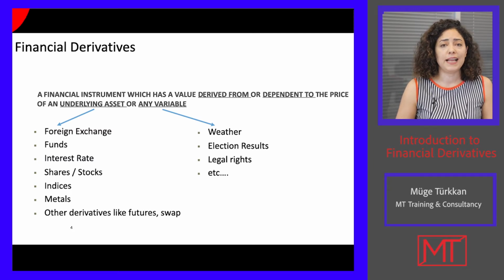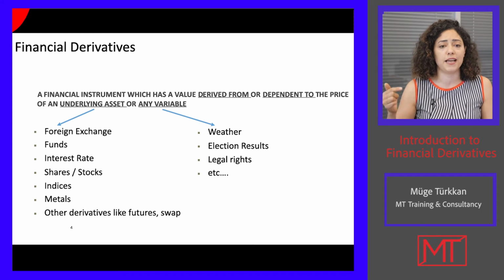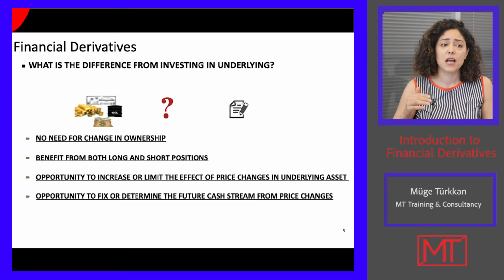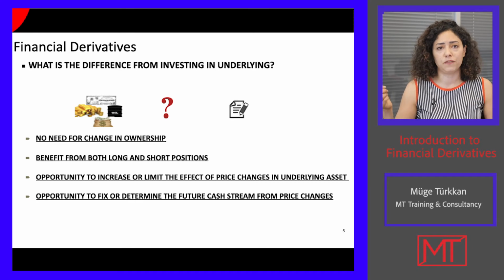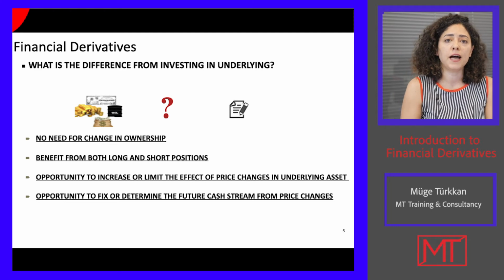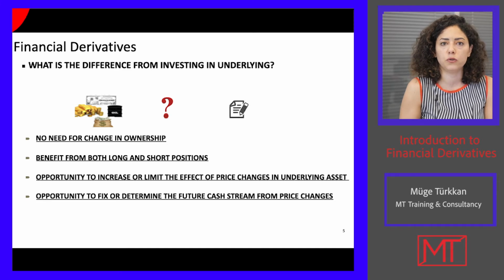So once the underlying asset is a financial instrument, instead of directly investing in that underlying asset, why do we prefer to invest in a derivative product having that underlying asset as only a part of the product? Why don't we directly invest in the underlying asset? The reason is that while investing in derivatives, there's no need to buy that underlying asset. So there's no need for change in ownership. Assume that you want to invest in crude oil, for example. You have some expectations about the price change in crude oil. You don't need to buy barrels of crude oil in order to do that.